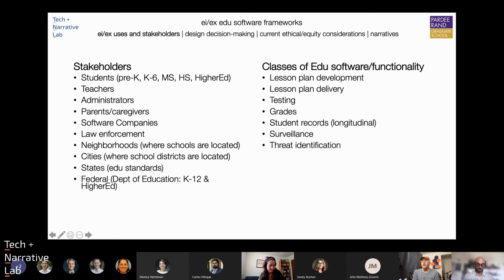And then we also recognize that there are different functionalities in these software packages. They range from templates that help teachers prepare lesson plans, to doing real-time testing, to maintaining records over the history of students' performance, and then increasingly these surveillance capabilities that are tracking student actions for a variety of reasons. Next slide.